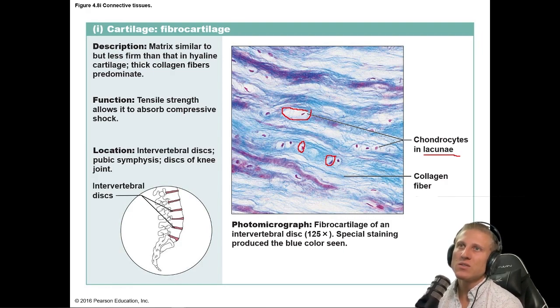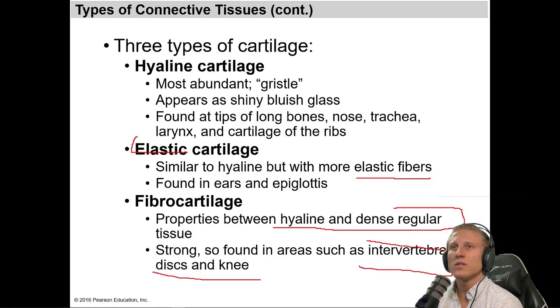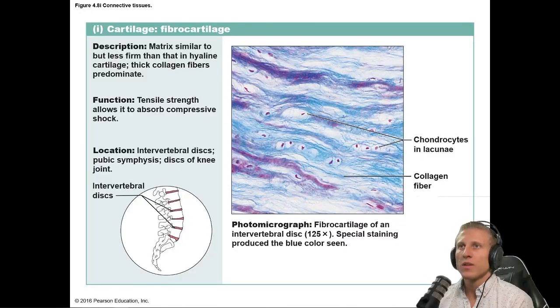No, we can see there's a bit of a higher concentration of what would be elastic fibers in these darker staining areas. And then this blue stuff is going to be more of the collagen fibers, collagen matrix here. But obviously there's a mixing of both, which is why we state that fibrocartilage is a mix of hyaline and dense regular connective tissue.